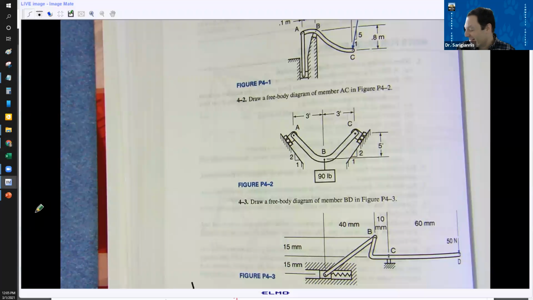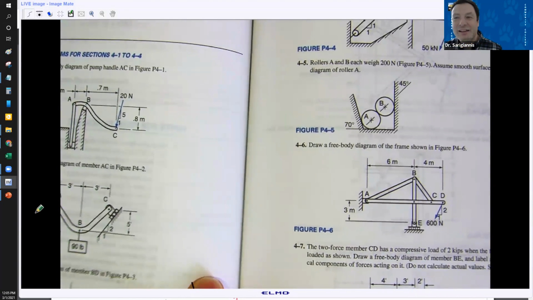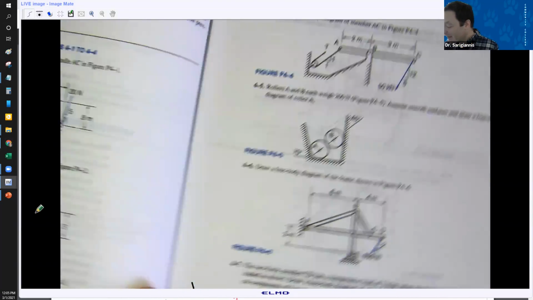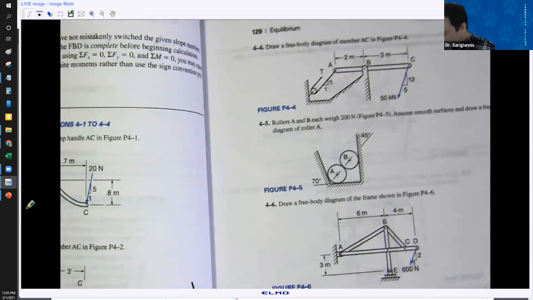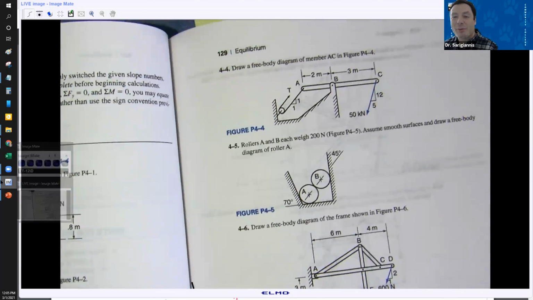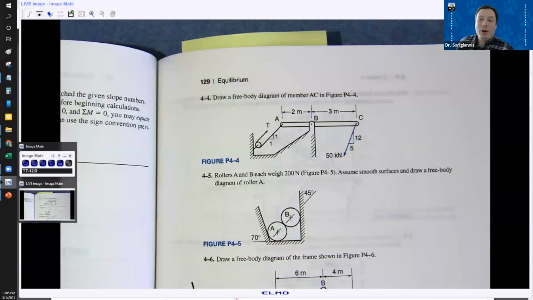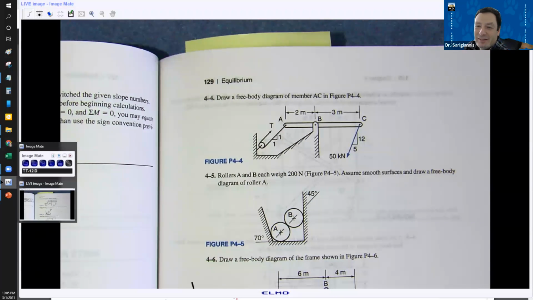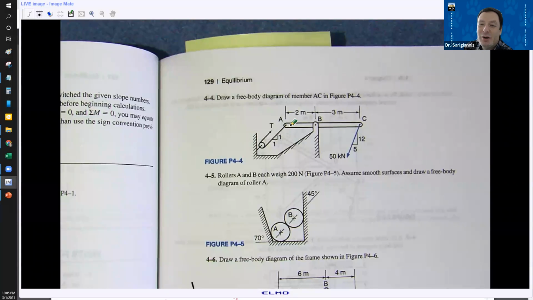Let's see. Number 4, I think it was. Oh wait, was that number 4? Oh yeah, number 4. What caused people problems here? Well, point A and B, and those were the two that caused problems. Notice we want the free body diagram of member AC, right? And that includes point B. Now, point B is some kind of pin joint.